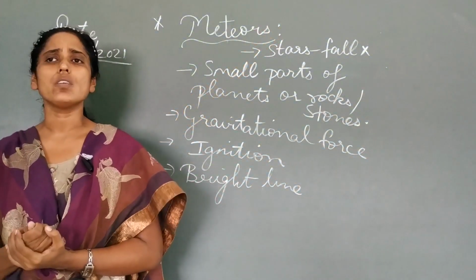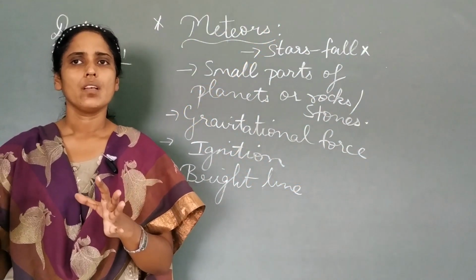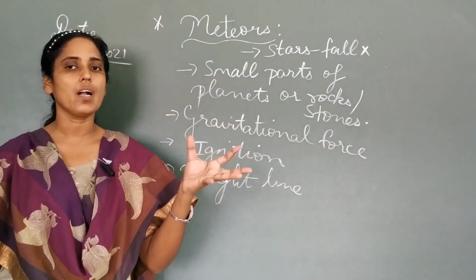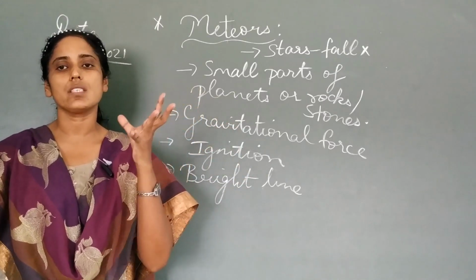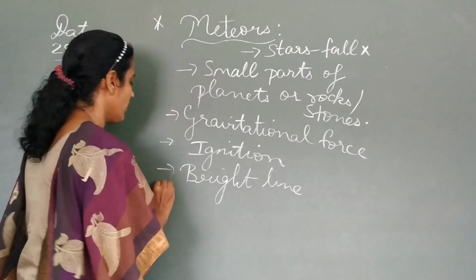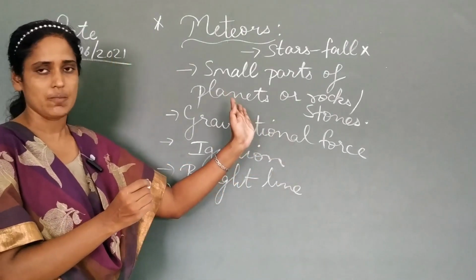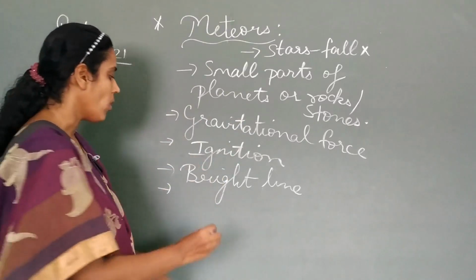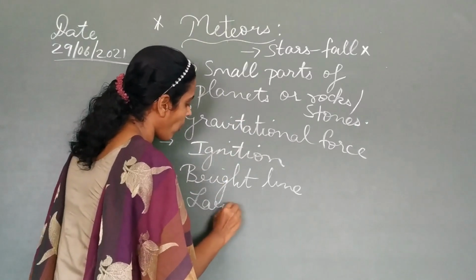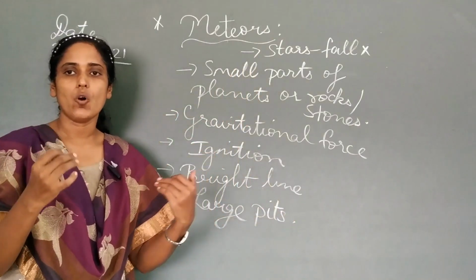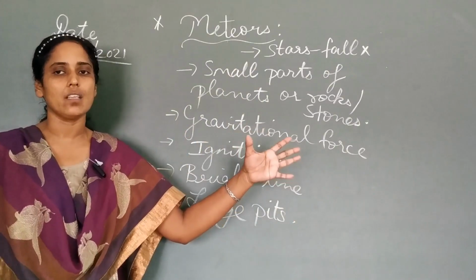And some of the meteors are not burnt, because they become large obstacles. In which manner? They cause huge cracks in the earth. Some meteors don't burn up like this, don't get ignited. Instead of that, what is the effect? They cause large pits to be formed in the earth. Whenever such meteors fall, they form large open cracks in the ground.